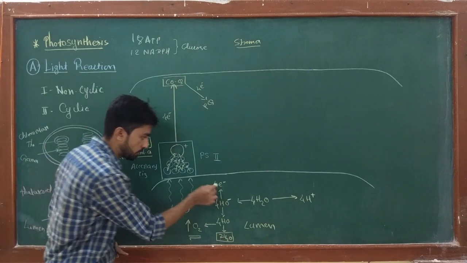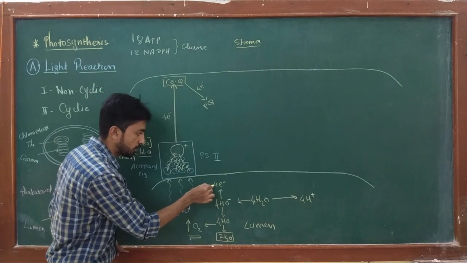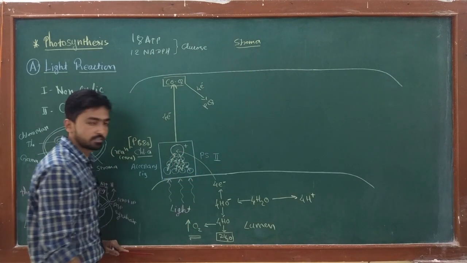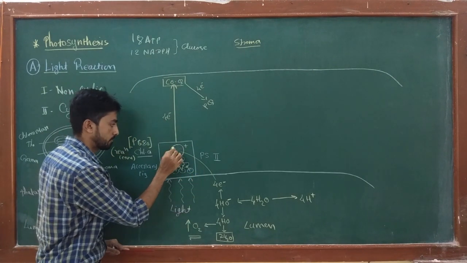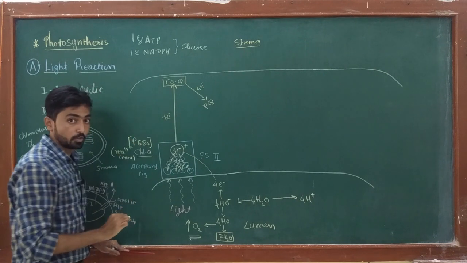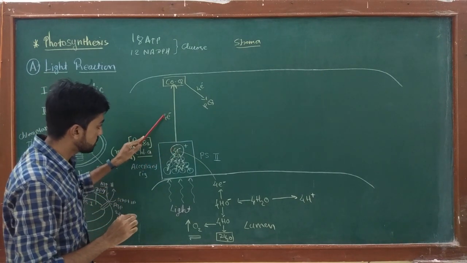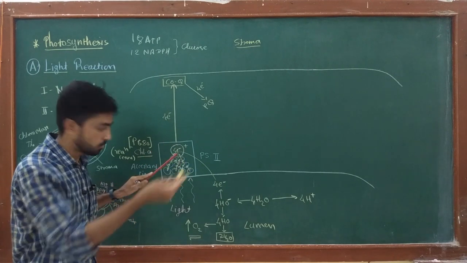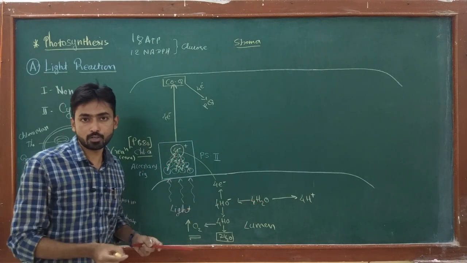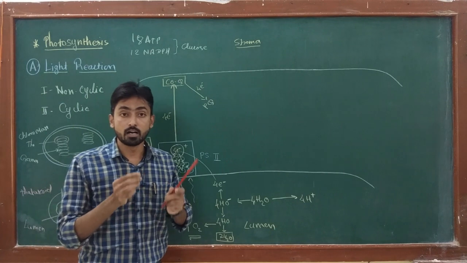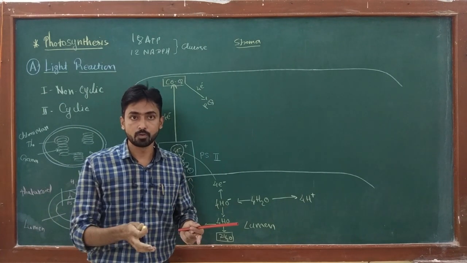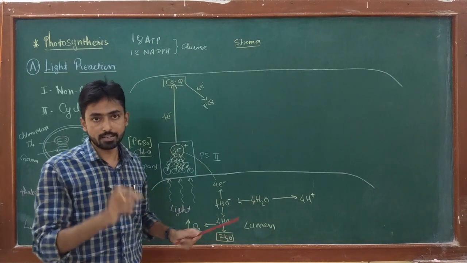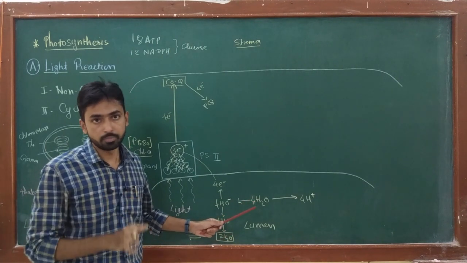Now the 4 electron which is given by the water molecule is transferred to the reaction center. Okay, that means the electron which is lost by photosystem 2 due to excitation of light is replaced by water molecule. Water plays a very important role in the light reaction, and that is electron donor. Okay, in this light reaction, water acts as the main electron donor. You have to remember this thing.